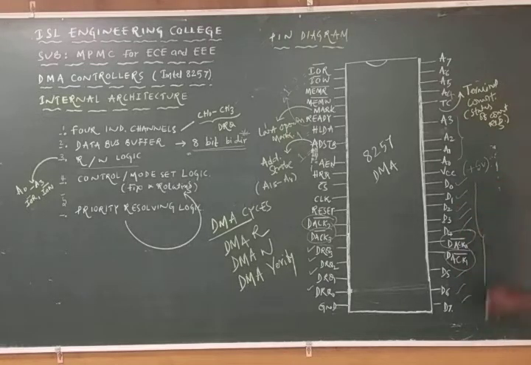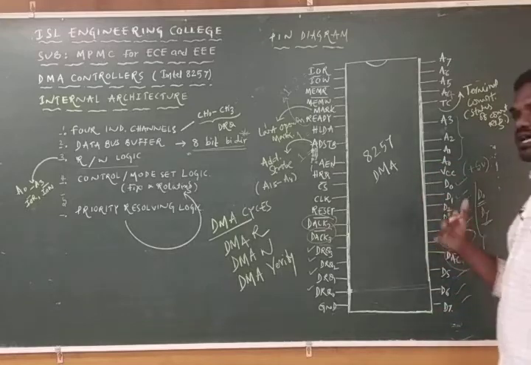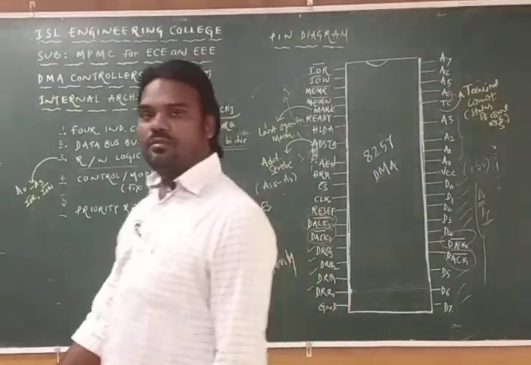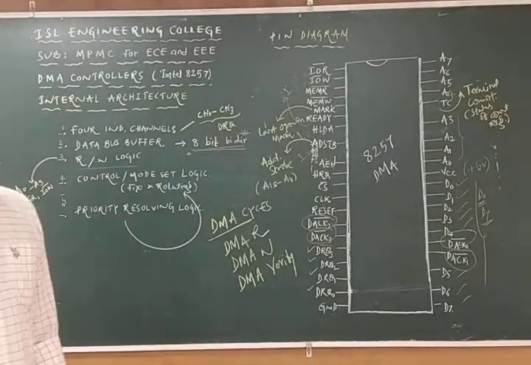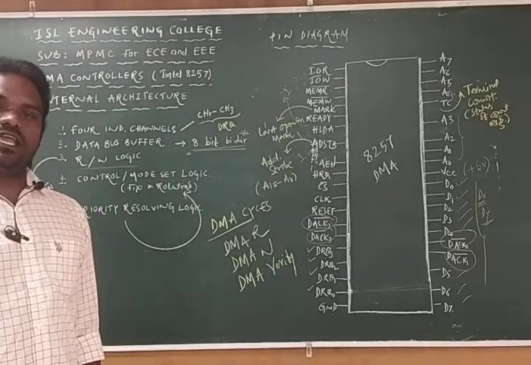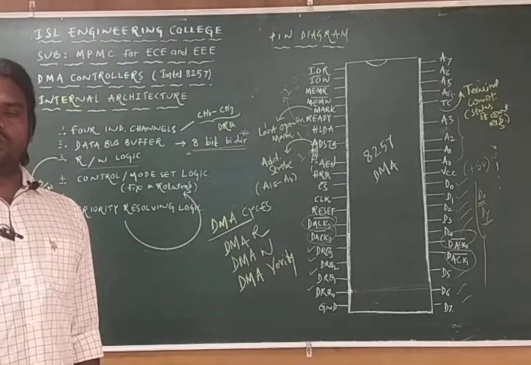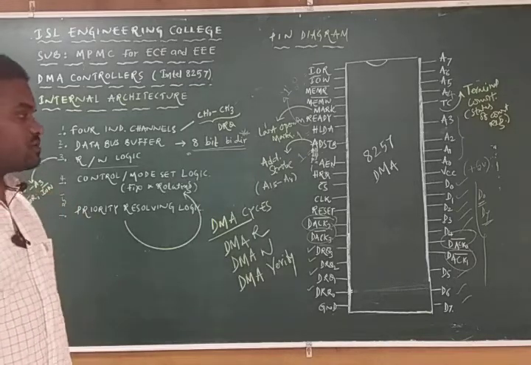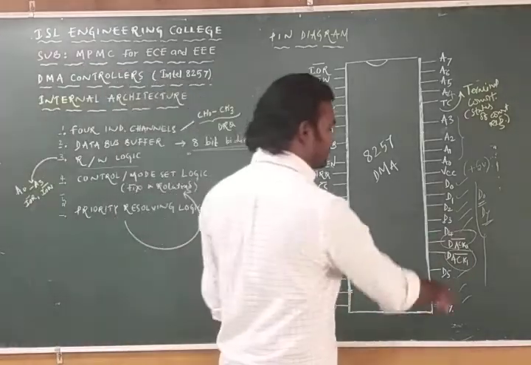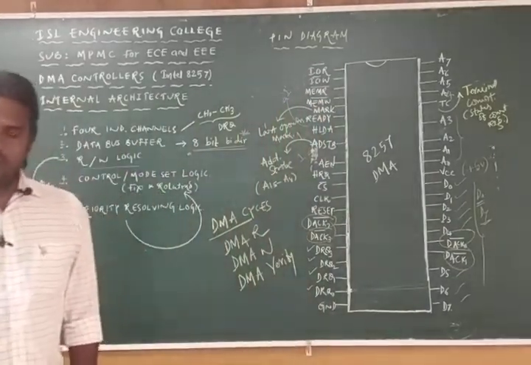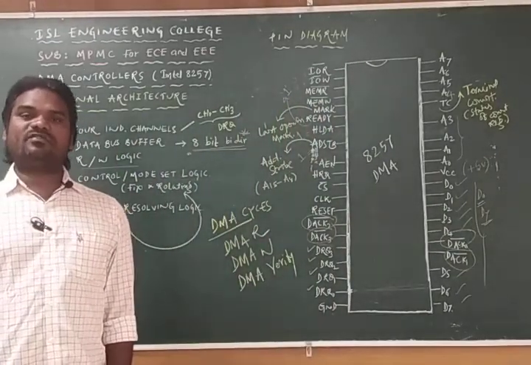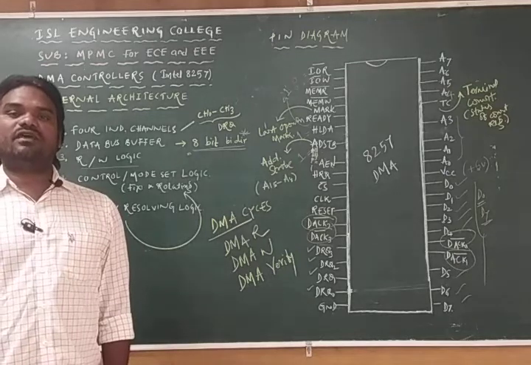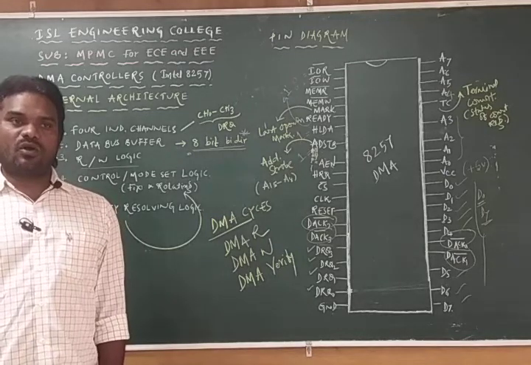That means D0 to D7 is the 8-bit data bus, and all these are bidirectional pins only, because the 8257 is going to allow the input output devices to read the data from the memory or to write the data into the memory. So these data pins must be bidirectional. Then only we can have the proper function from the 8257 with the input output devices.